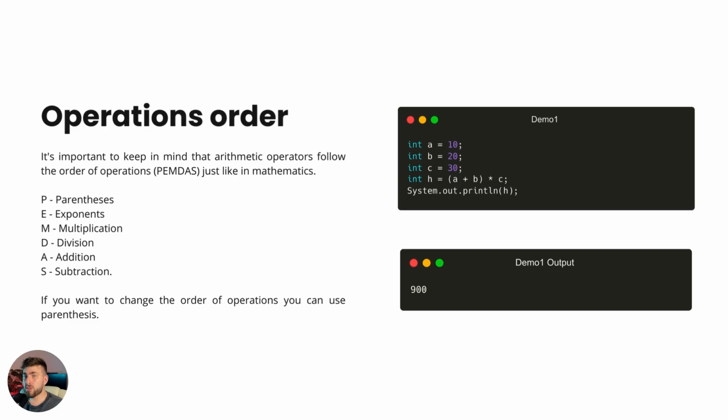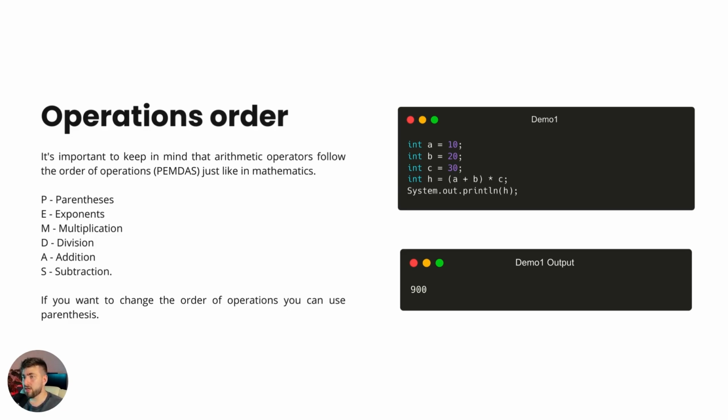It's important to keep in mind that arithmetic operators follow the order of operations, just like in mathematics. And in order to remember all of them, you can use the abbreviation you see on the screen. So P is parentheses, E is exponents, M is multiplication, D is division, A is addition, and S is subtraction. If you want to change the order of operations, you can use parentheses.